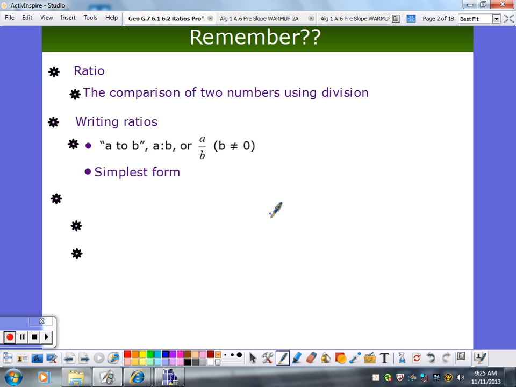Why do I need that little note, B is not 0? Why is that, Thomas? Right. You can't divide by 0. That's undefined in mathematics, so we just put that little note there. When I write a ratio, it's always in simplest form. So I have 6 dogs to 10 cats. That would not be 6 to 10. We would write that as 3 dogs to 5 cats. Simplest form always.